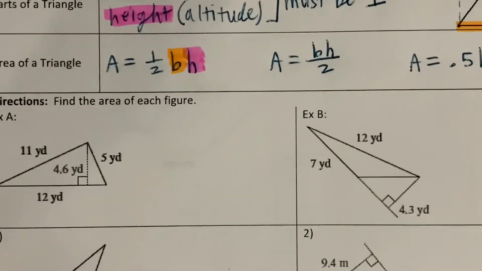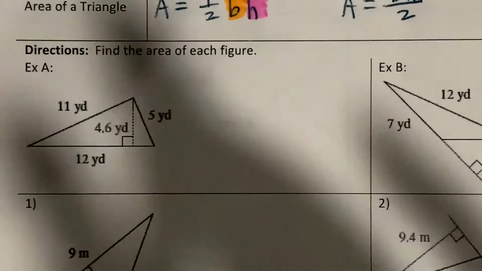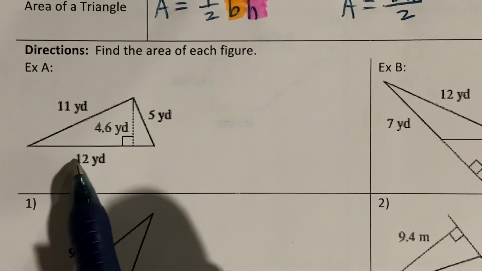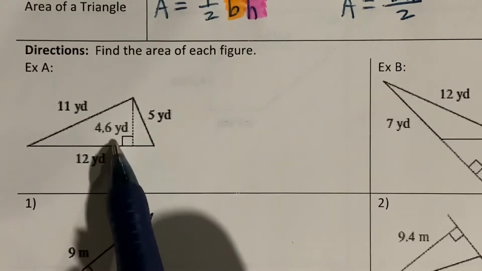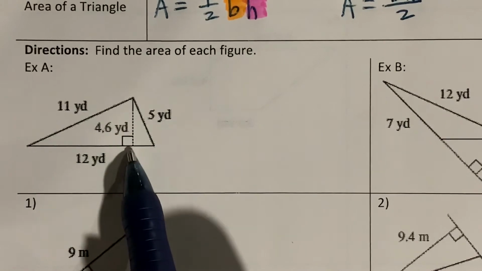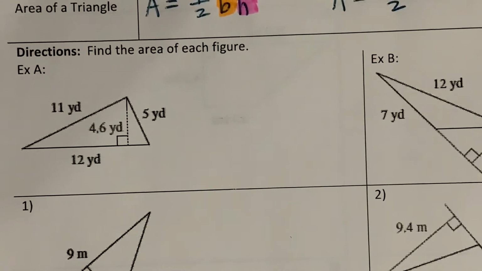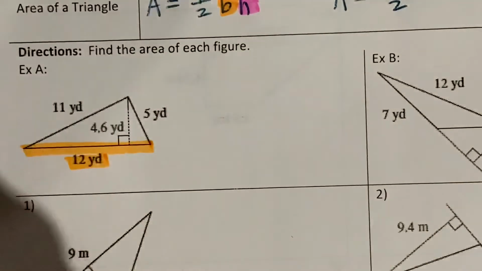So in example A, we are asked to find the area of the figure. And right away, let's identify our different pieces. So this 12 yards here is one of the sides here that's forming the right angle. So notice right away my eyes went to this square tick mark, my 90-degree right angle. I need to find that square tick mark. And I'm going to do my base here. Here's my base.